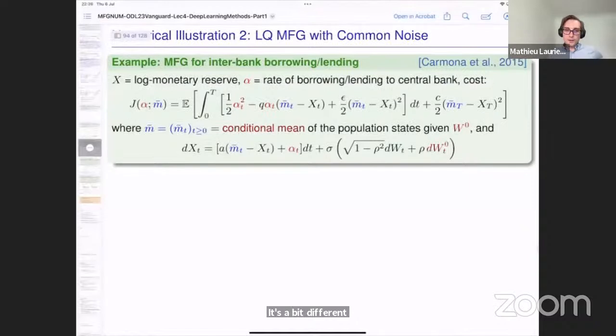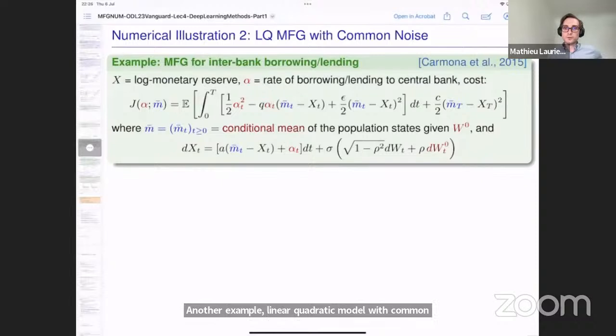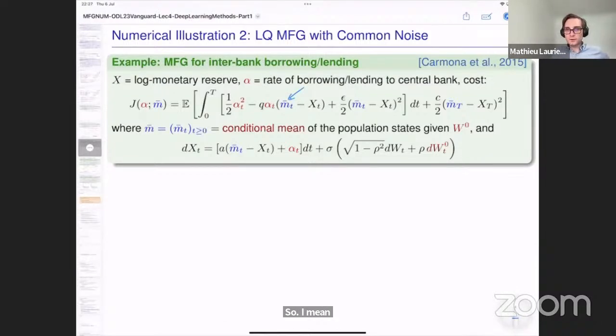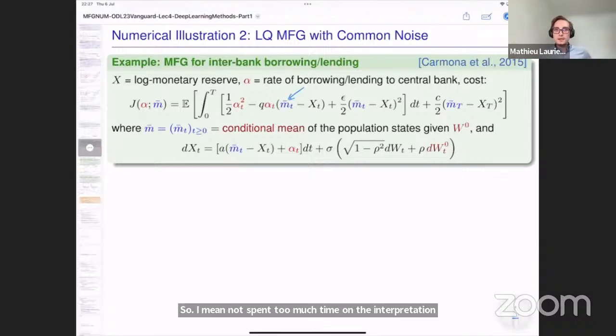Another example, linear quadratic model with common noise. So this is a model introduced by Carmona, Fouque, and Sun. It's a toy model where you have banks interacting through the mean of the state. So I will not spend too much time on the interpretation. You can check the papers. The idea is that X represents the log reserve of a bank. And by choosing alpha, you choose how much you borrow or how much you lend, and you can increase or decrease your log reserve.